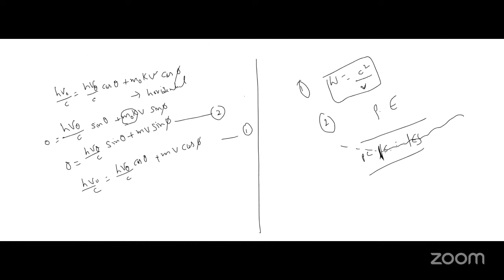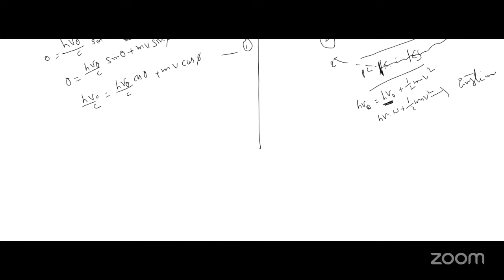For this, what is the formula? h nu equal to h nu naught plus half mv squared. Some kinetic energy is produced. This is called the threshold frequency or work function: h nu equal to W plus half mv squared. This was derived by Einstein. The first topic is the circuit diagram explanation, what factors it depends on and what factors it does not depend on.